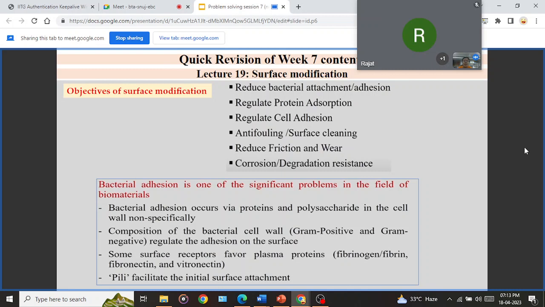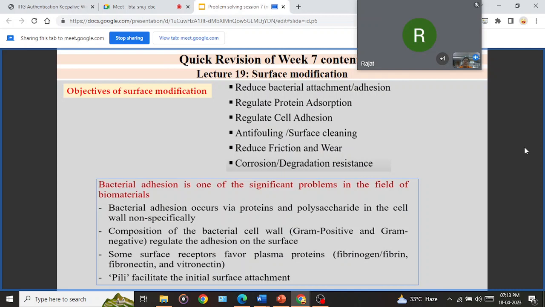Lastly, corrosion or degradation resistance. So suppose in case of any bone implant, we do not want any corrosion. Otherwise, what will happen? It will lead to certain inflammation and again cause various diseases or various infections in the body. So bacterial adhesion is one of the significant problems in the field of biomaterials.